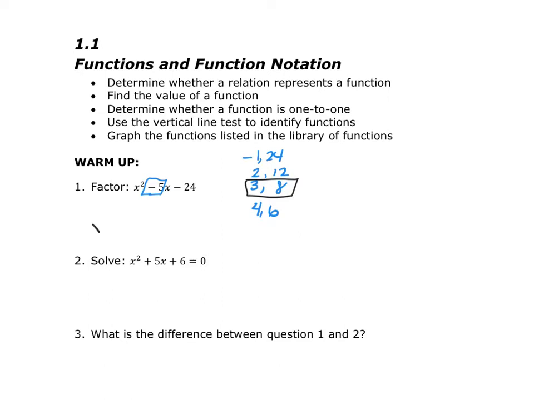So this will factor into x minus 8, because I need to have a negative 5 when I add them together, and then x plus 3. So there it is in factored form.